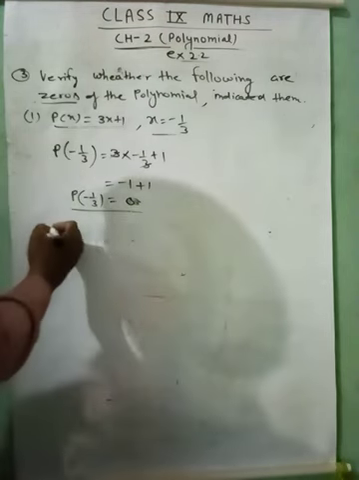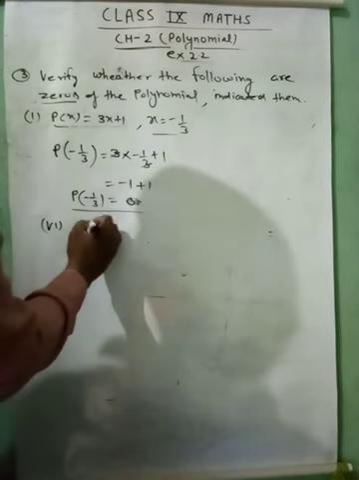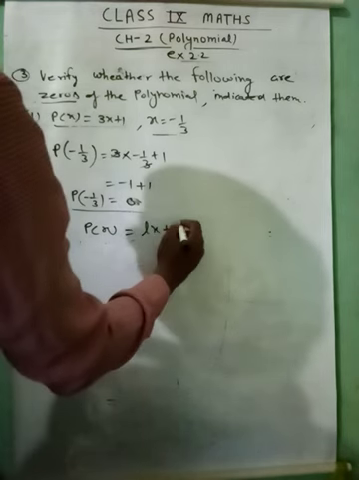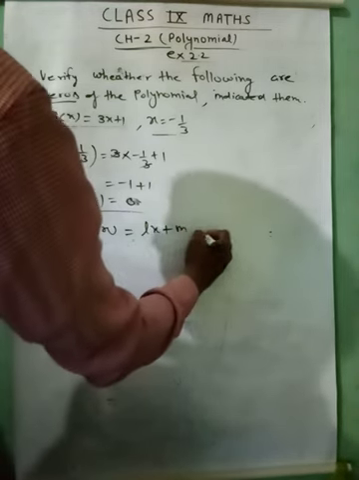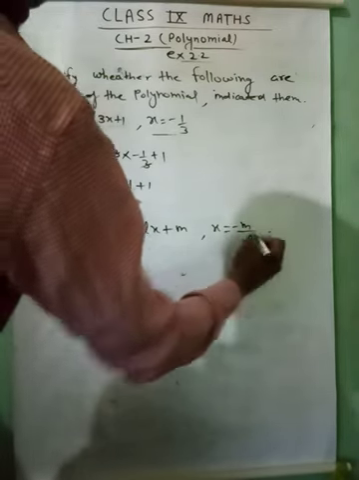It's question number 6. Px is equal to Lx plus m for x is equal to minus m by l.